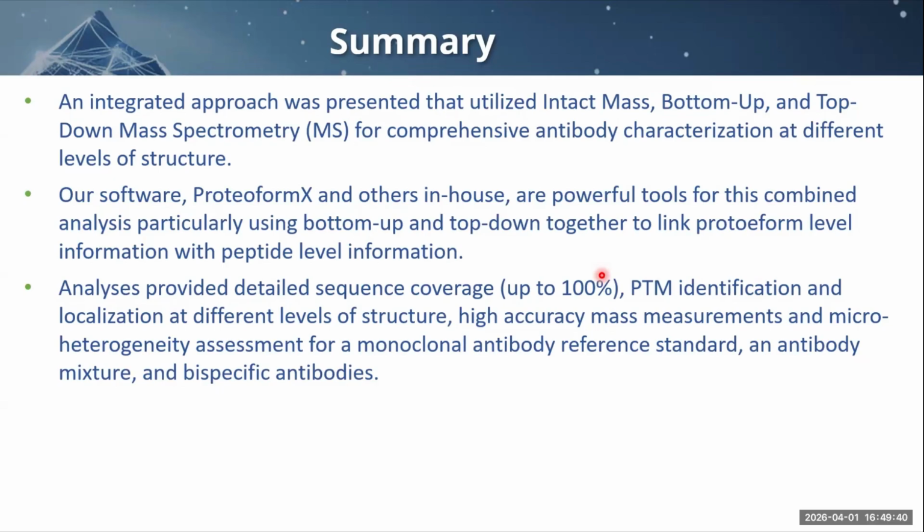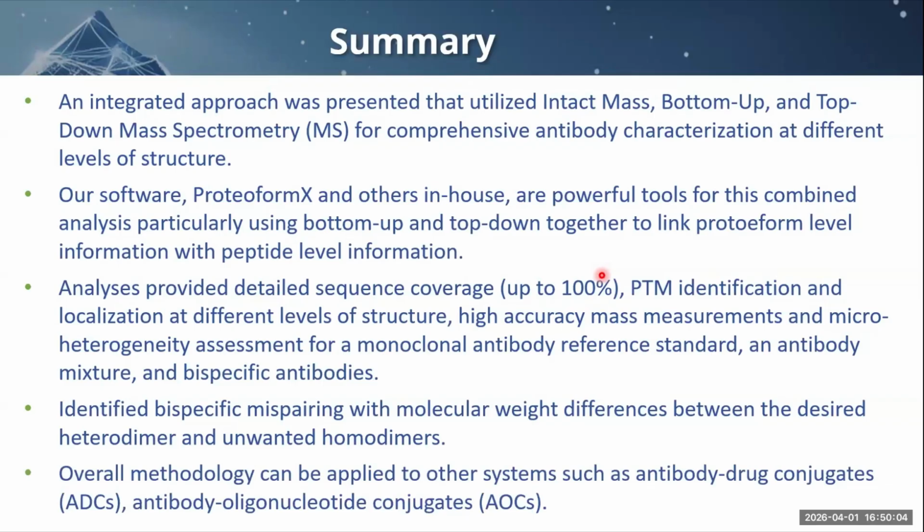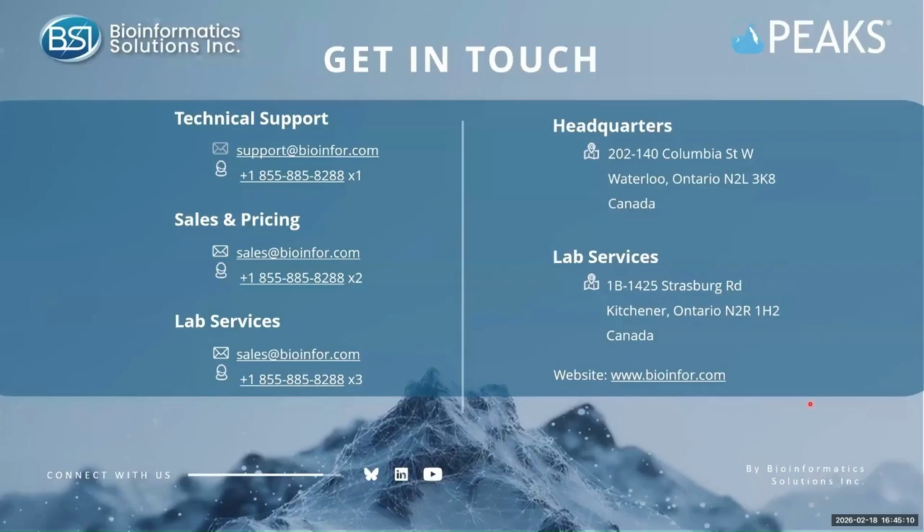High mass accuracy measurements and microheterogeneity assessment for a monoclonal antibody reference standard, an antibody mixture, and bispecific antibodies were also presented. We identified bispecific mispairing with the molecular differences between the desired heterodimer and unwanted homodimer by looking at intact mass data at different levels of structure. And overall, our methodology can be applied to other systems such as antibody drug conjugates or antibody oligonucleotide conjugates, which we're currently working on. With that, thank you for your attention, and I will take any questions.